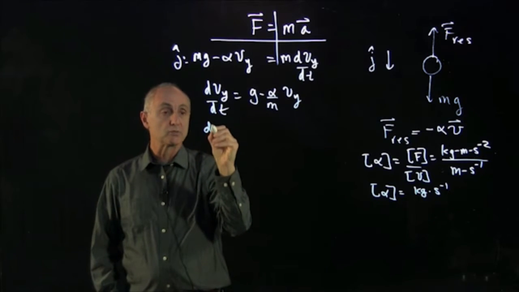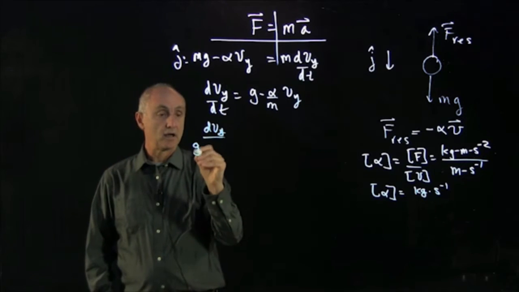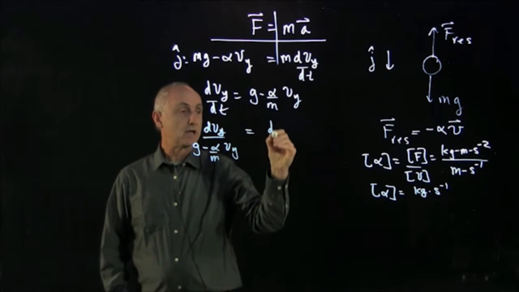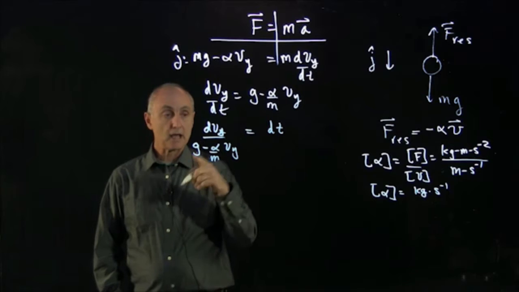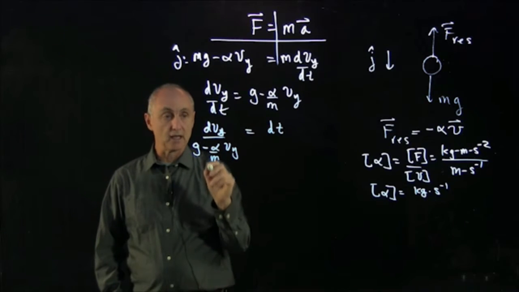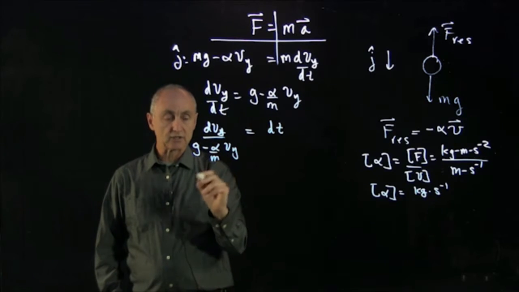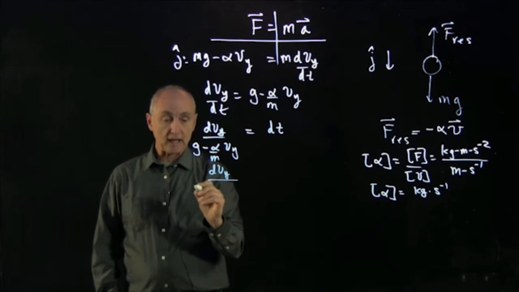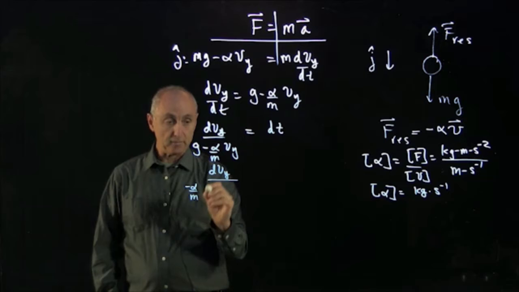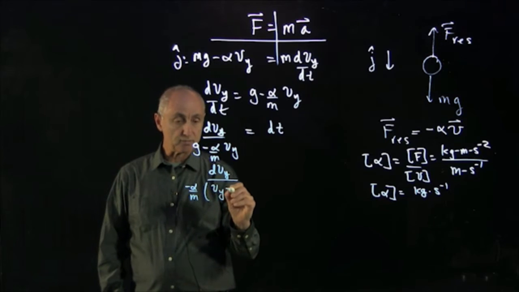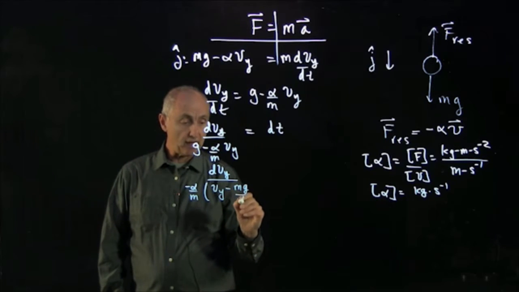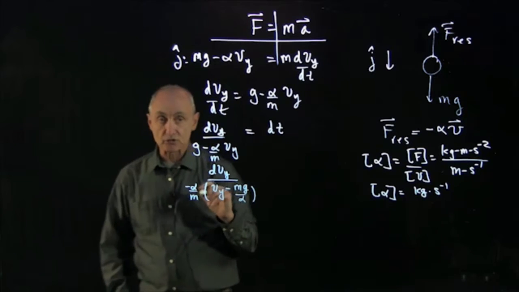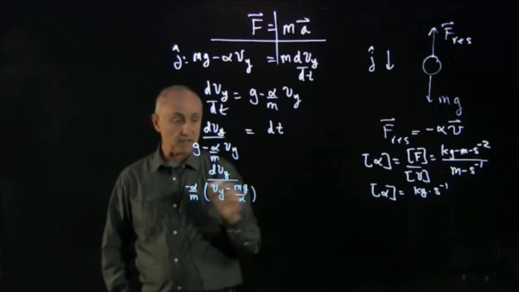So what we do is we bring the velocity terms to one side and the time terms to the other side. And now we can integrate both sides directly. But before I integrate this side, I'd like to rewrite it by writing it as dvy, and I'd like to pull out a minus alpha over m. And this term here becomes minus mg over alpha. Why did I do this? For the integration, it just makes my natural logarithm integral look a little bit easier.